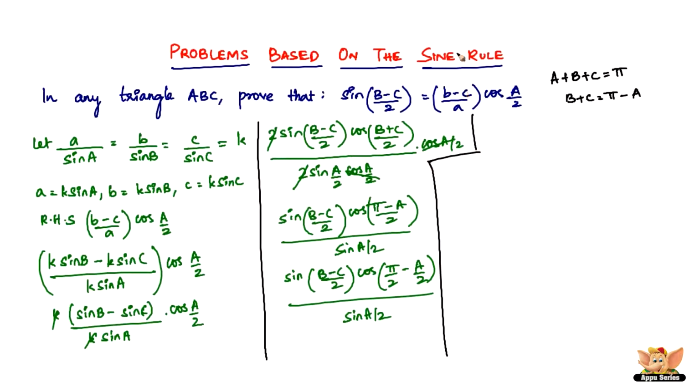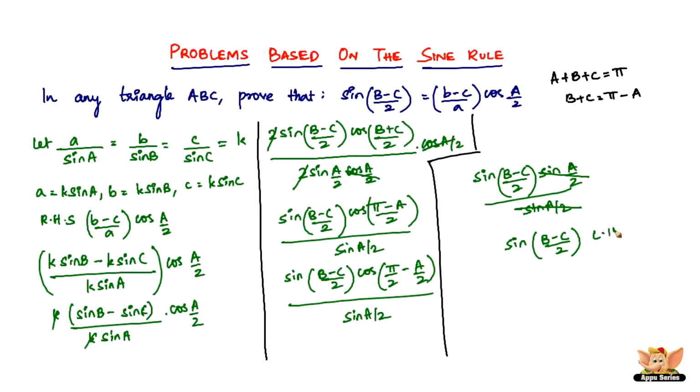So now we've got sine of (B minus C) divided by 2. Now cos of (90 minus theta), pi by 2 is 90. 90 minus theta lies in the first quadrant, where everything is positive, but 90 changes cos to sine. So it becomes sine of A by 2 divided by sine of A by 2. Sine of A by 2 and sine of A by 2 get cancelled, and we're left with sine of (B minus C) divided by 2, right? Which is the LHS, you can see here.